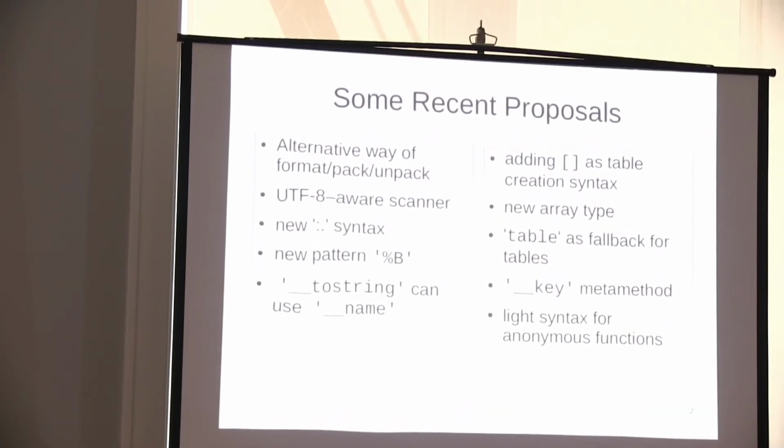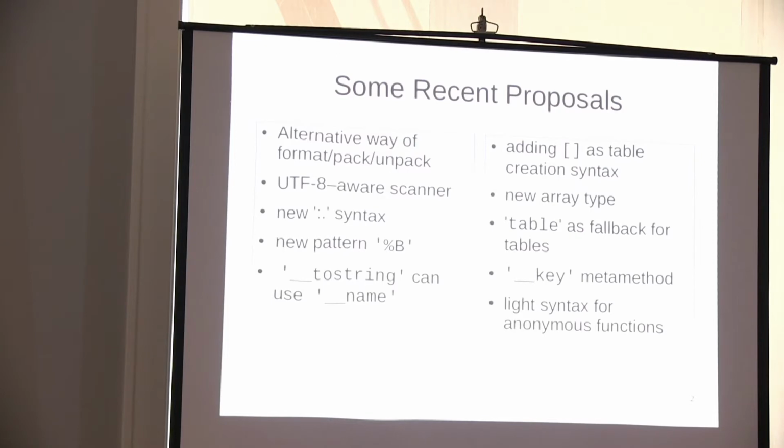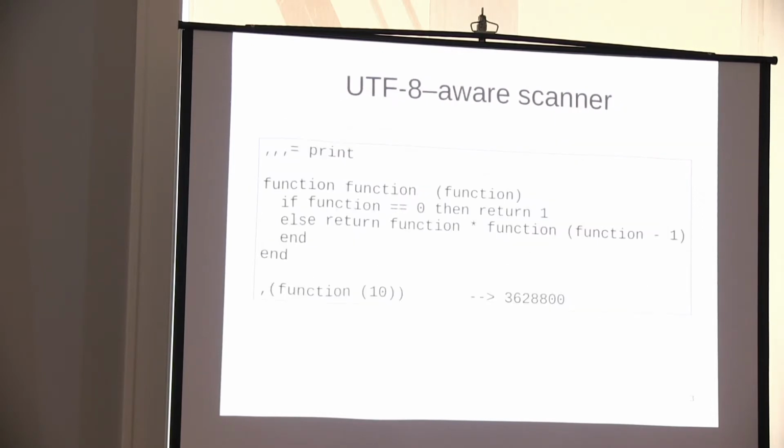There was that one where you could create tables with square brackets instead of curly brackets. It has exactly the same syntax, but it is meant to hint to the user that you are creating an array instead of a table. There are proposals all the time. People propose a new array type, so we don't have the confusion between tables and arrays. And all the time we're getting these kind of proposals. Here is just a small example of what we can do with some of those proposals.